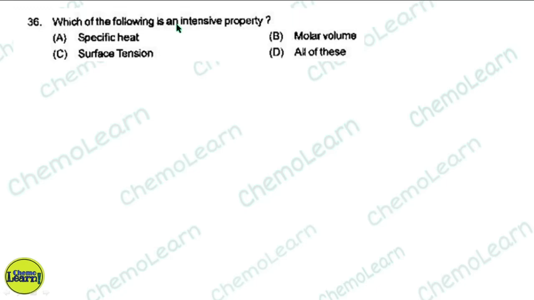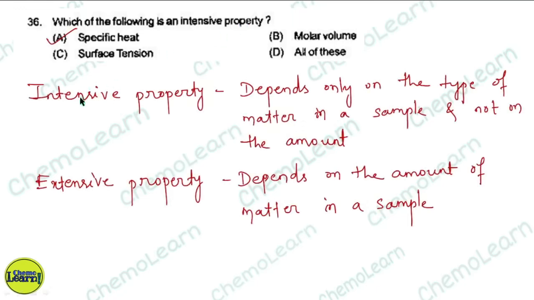Which of the following is an intensive property? From thermodynamics, you know properties are of two types: intensive property and extensive property. Intensive property means the properties which depend only on the type of matter in a sample and not the amount. This property is fixed for a particular component. So specific heat is an intensive property.